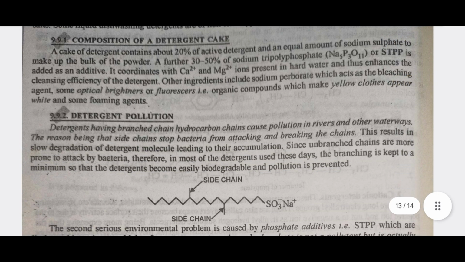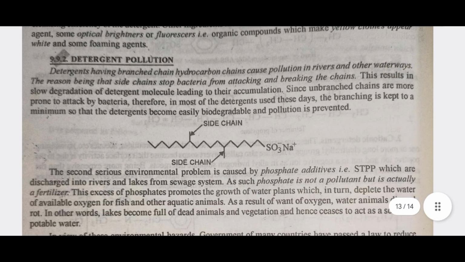Detergent pollution. Detergents having branched hydrocarbon chains cause pollution in rivers and other waterways. The reason is that the side chain stops bacteria from attacking and breaking the chains. This results in slow degradation of detergent molecules, leading to their accumulation. Since unbranched chains are more prone to attack by bacteria, in most of the detergents used these days, the branching is kept to a minimum so that detergents become easily biodegradable and pollution is prevented.